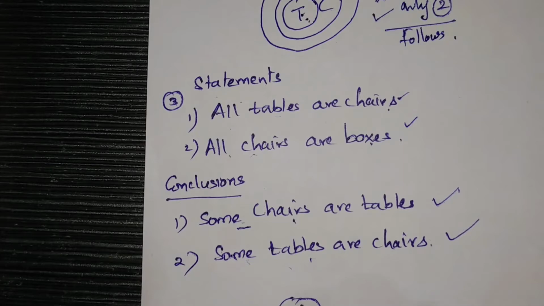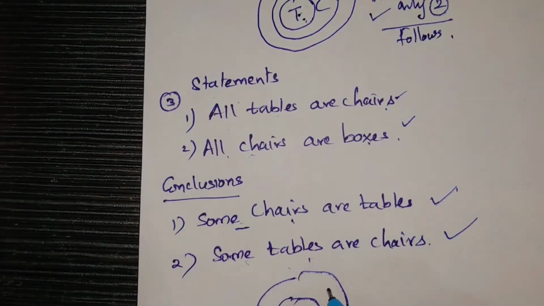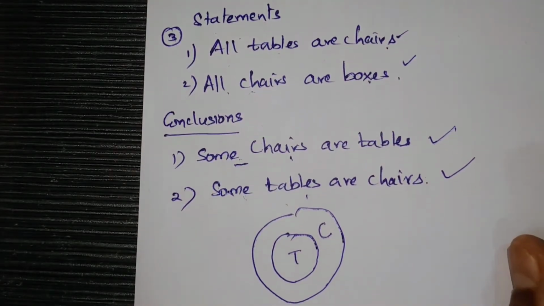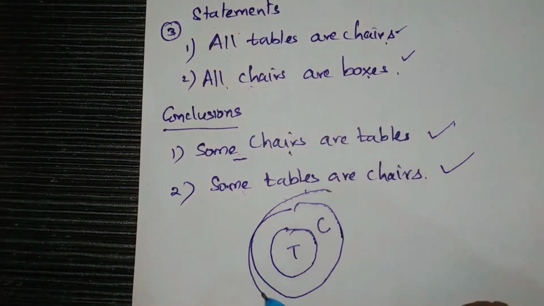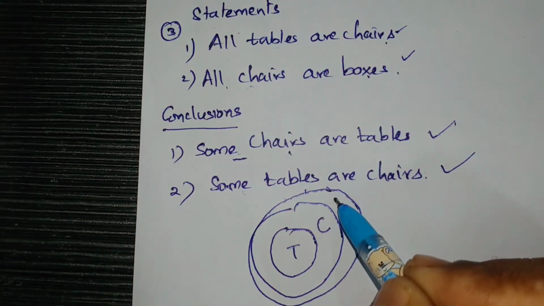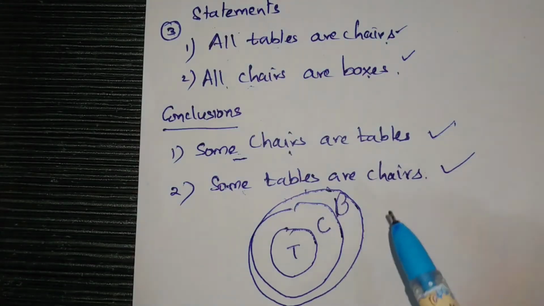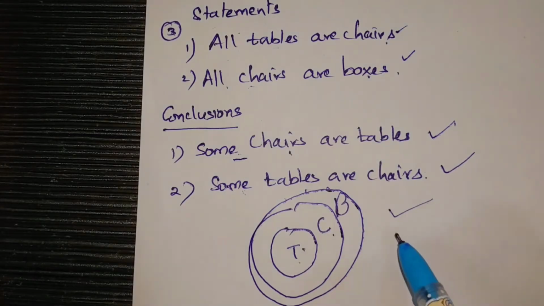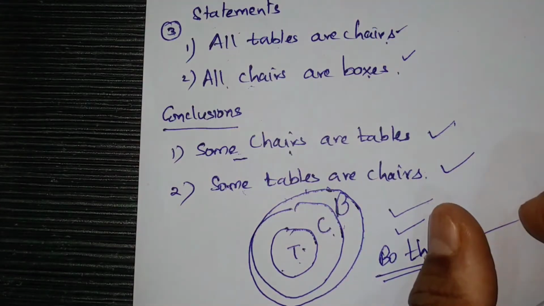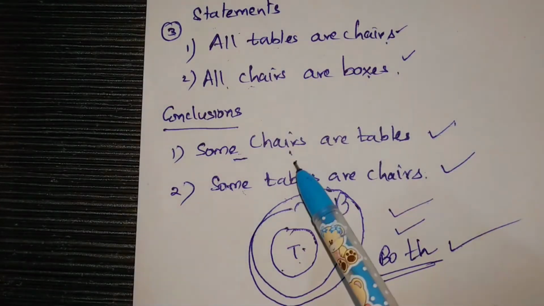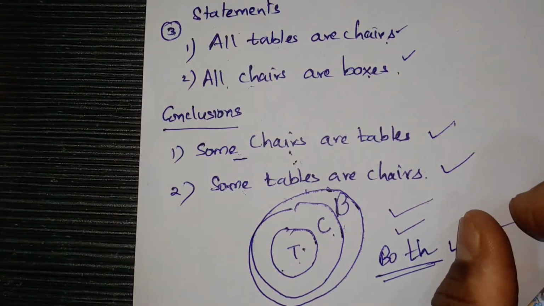See, all the tables are chairs, and all the chairs are boxes. Now, some chairs are tables follows. Some tables are chairs follows. All the tables are chairs means some tables will definitely be chairs. Both follow. So when all is there, some will definitely follow, dear students, because we have to see whether they talk about the same subject or not.